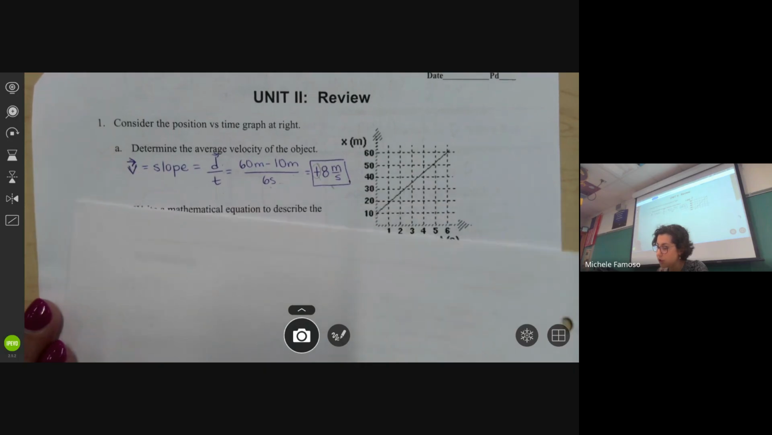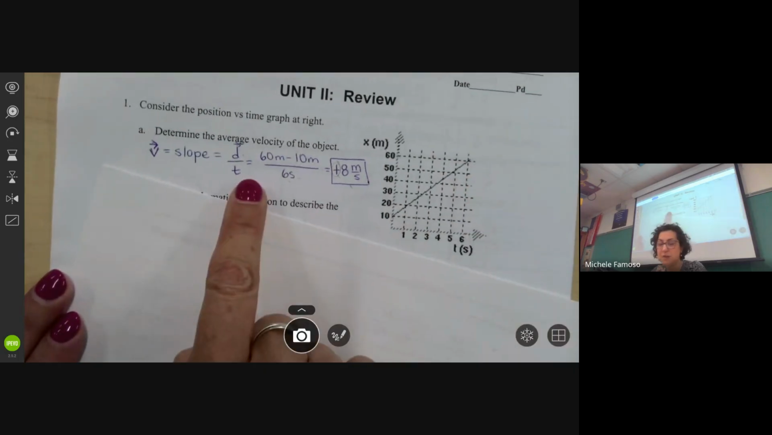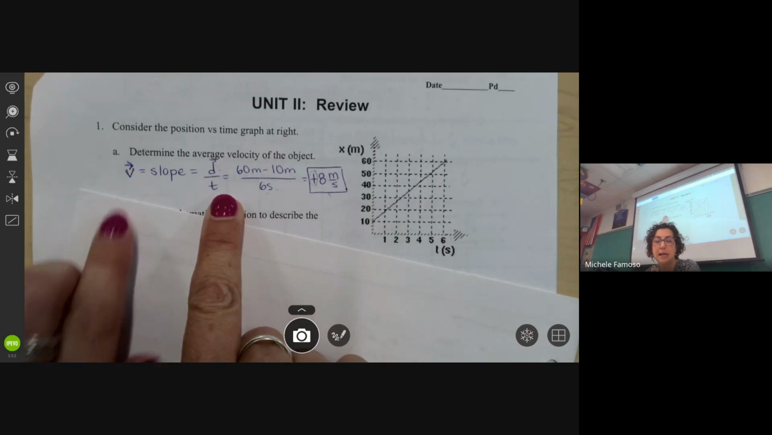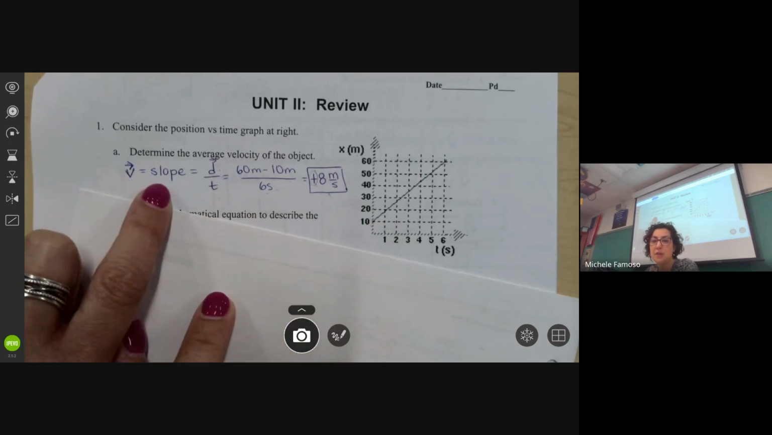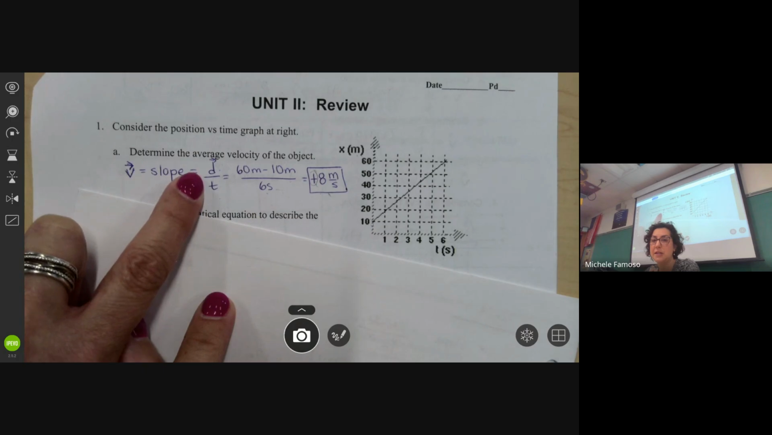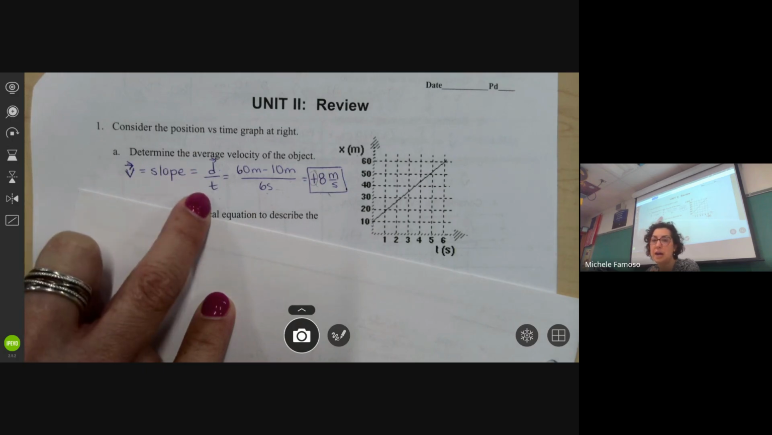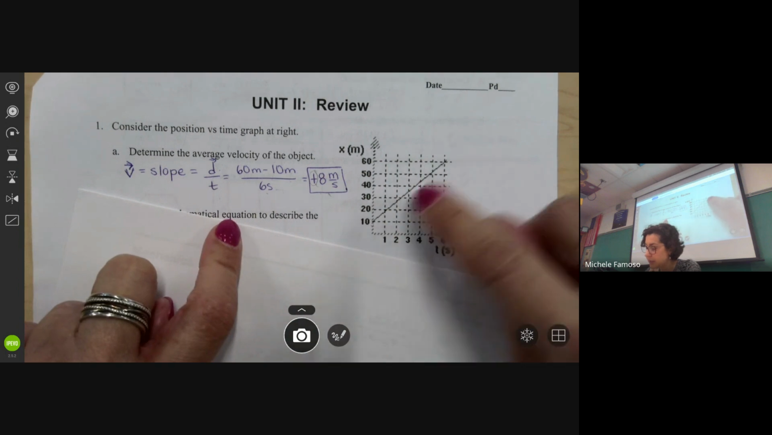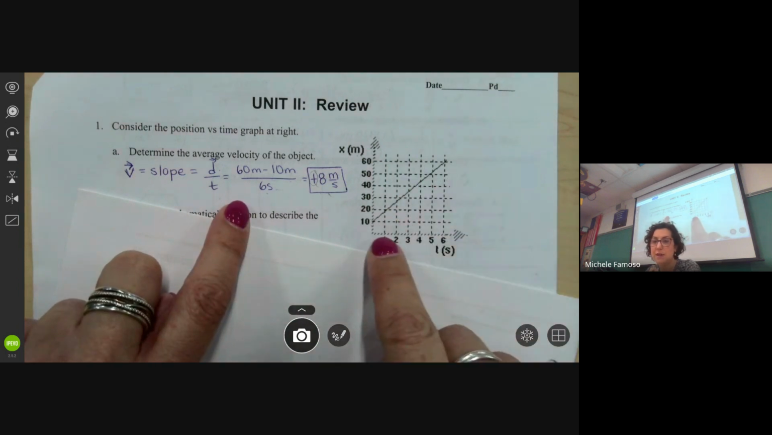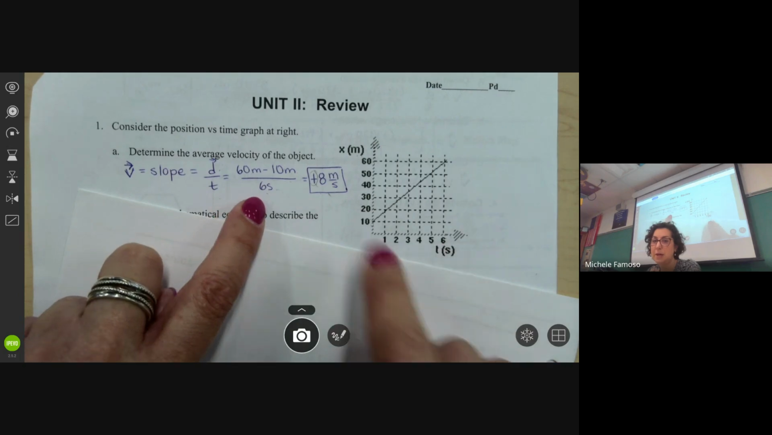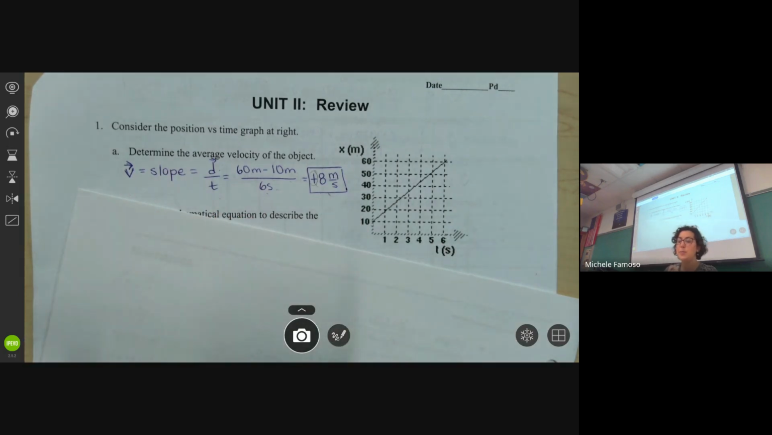So first thing I wanted you to do with this position time graph is determine the average velocity. So the average velocity would be the slope of this graph. That is the displacement or change in position over the time. So I see it ends at 60 meters. It started at 10 meters, and that's happening over a 6-second time period, which gives us a positive 8 meters per second average velocity. You do need the positive sign on it because velocity is a vector. It needs to include the direction, which would be to the right, positive.